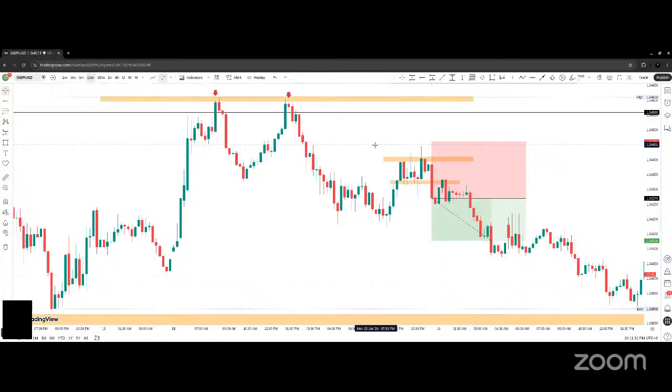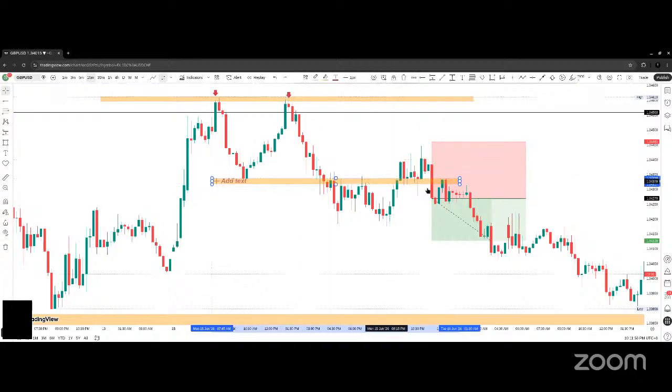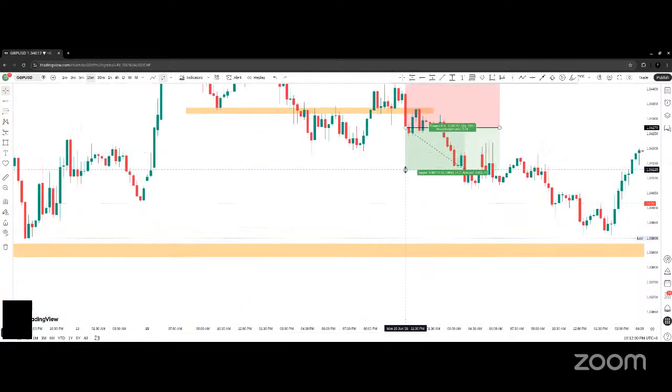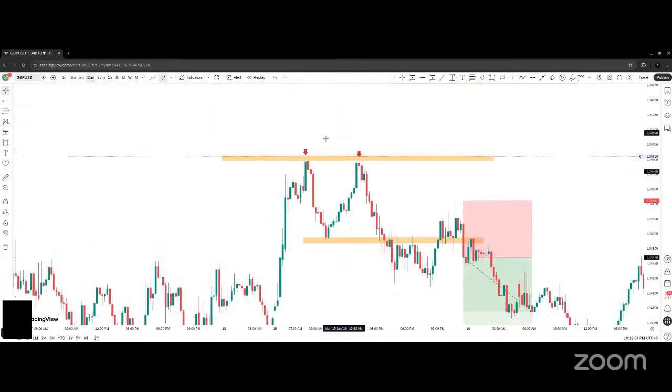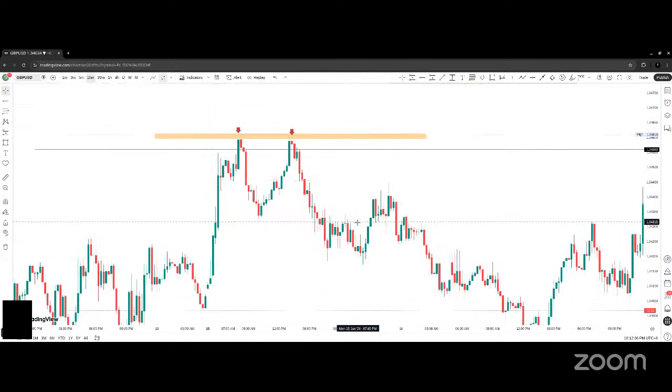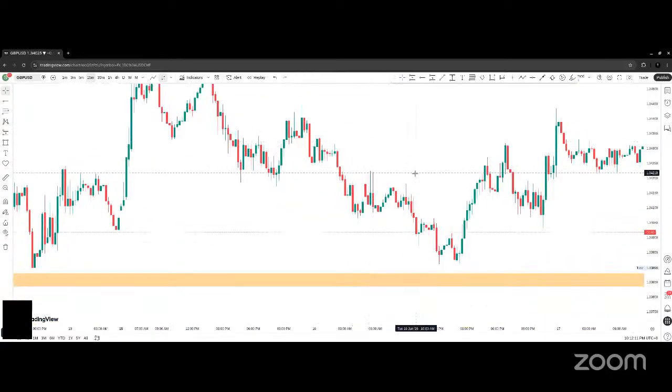If you miss the first entry, there's no reason for you to say I missed the trade. Just wait for the neckline to be tapped, look for an engulfing, and then still go in for the same trade. So this is a continuation. This is a double top. Now let's apply that same rule to a buy as well.